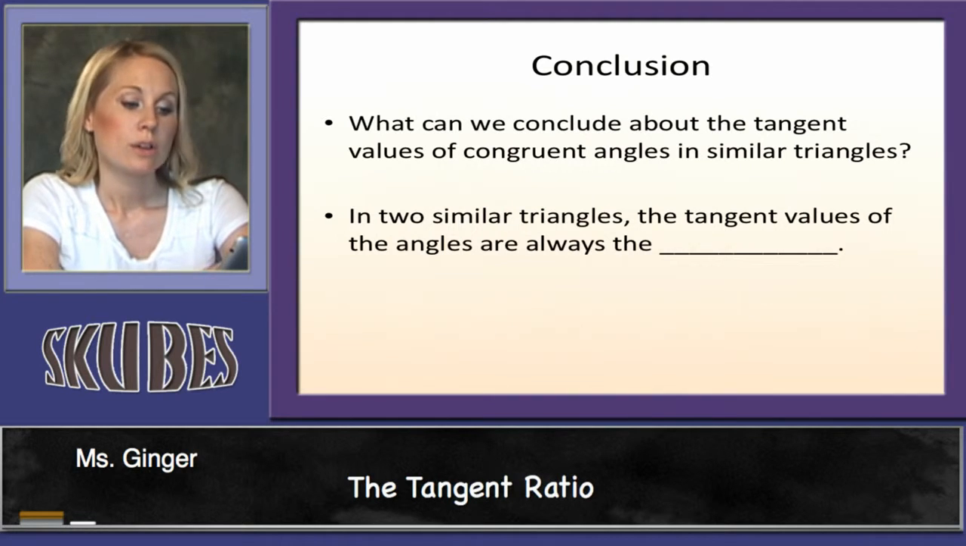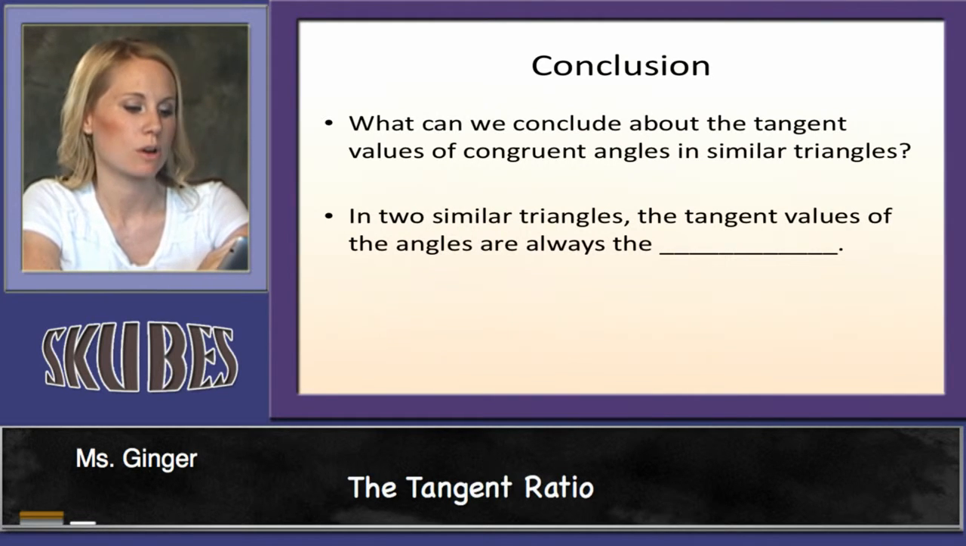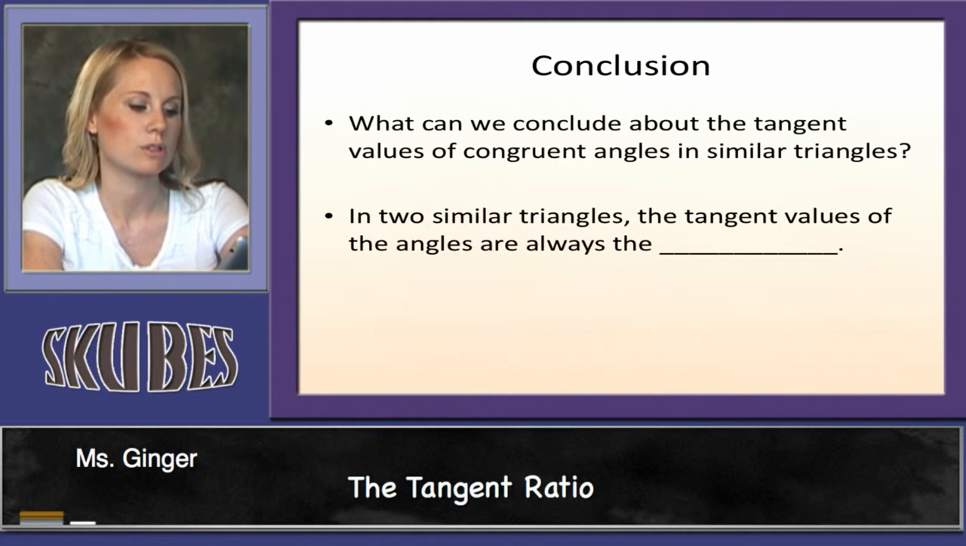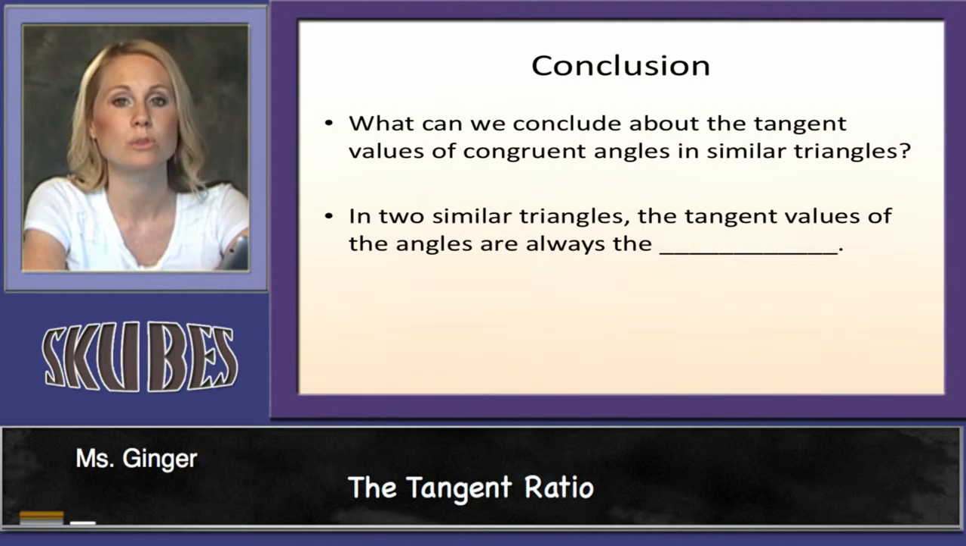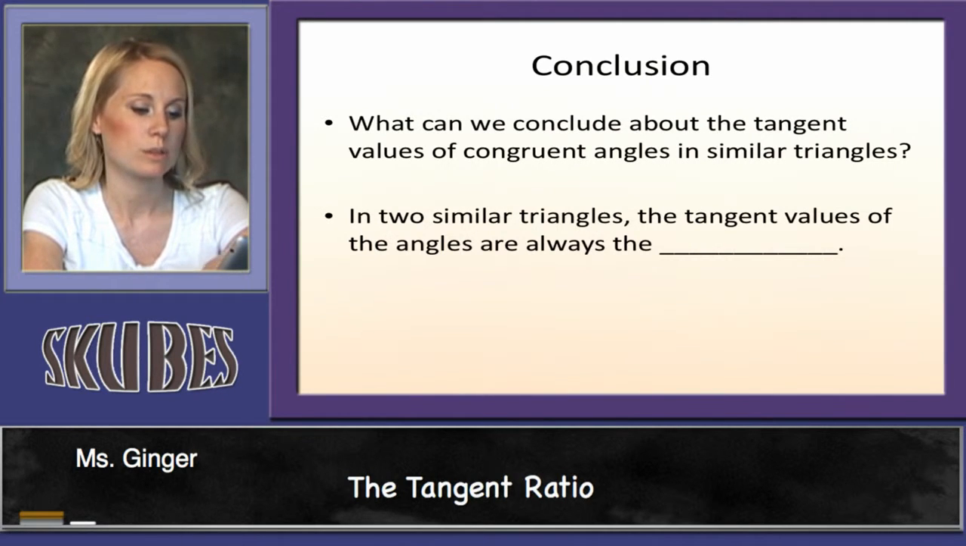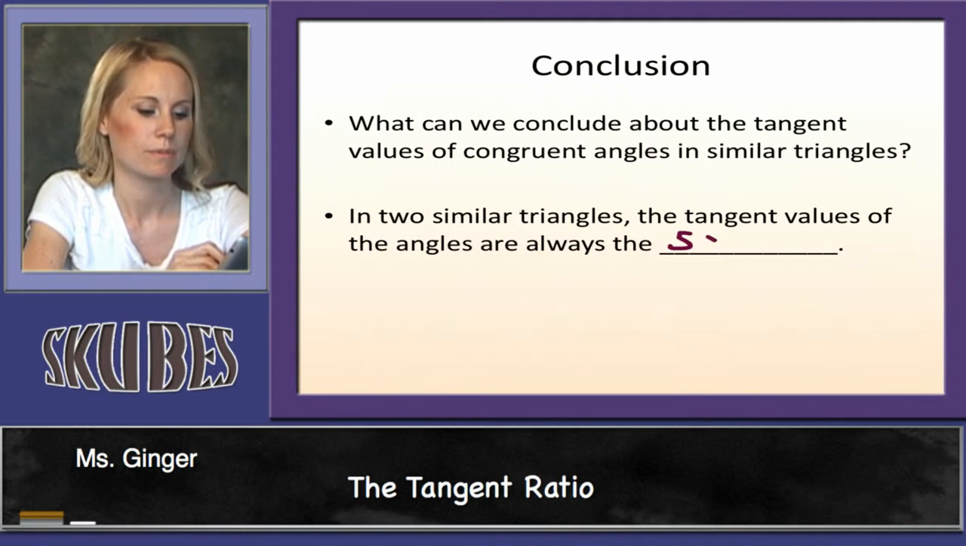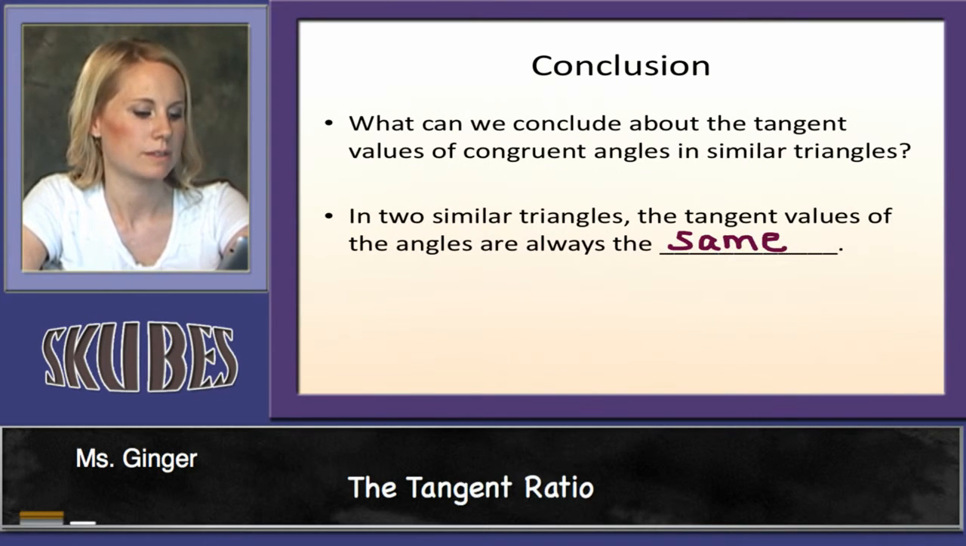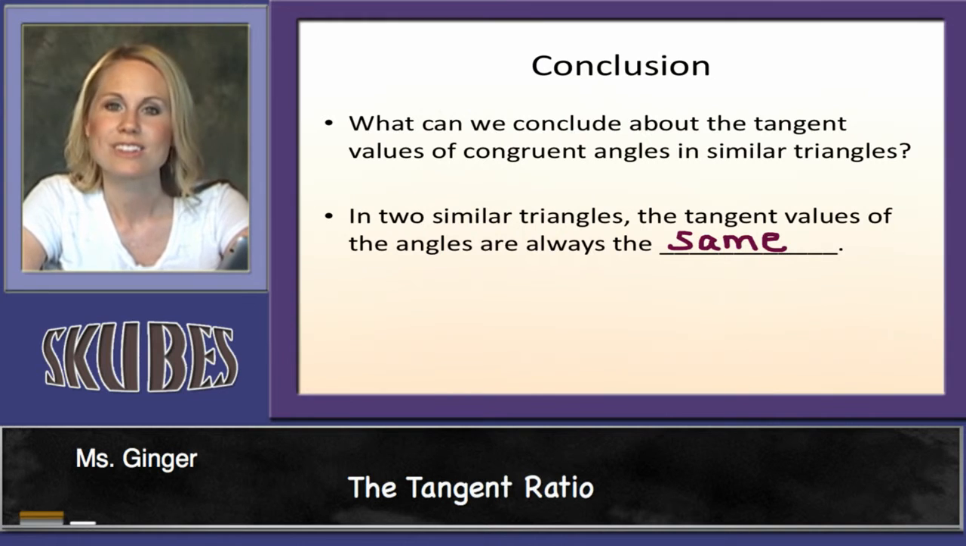So what can we conclude about what we just saw? What can we conclude about the tangent values of congruent angles in similar triangles? We were dealing with similar triangles earlier, and we saw that the tangent values of the angles were the same. And that will always be the case. So this concludes our lesson on the tangent ratio.